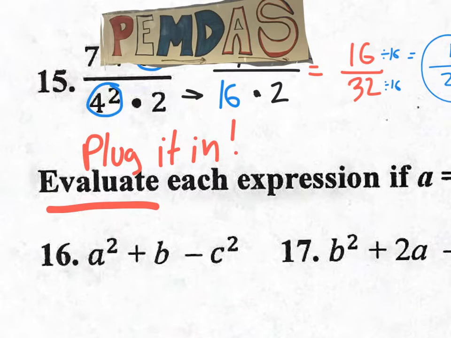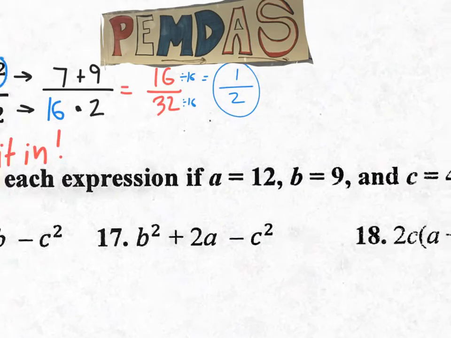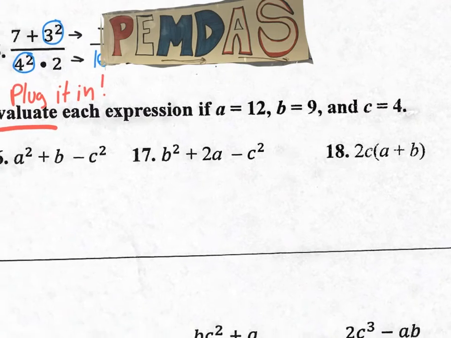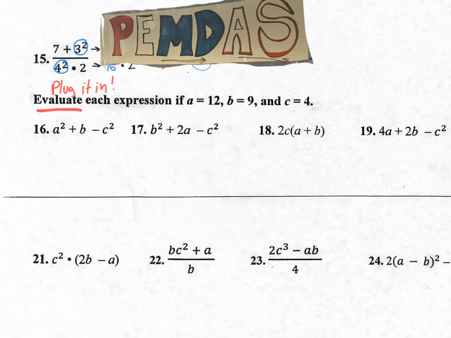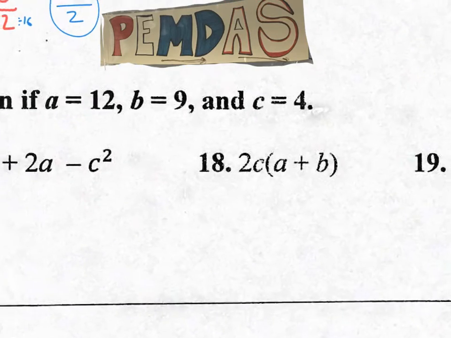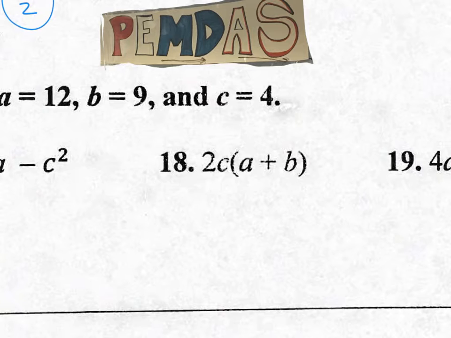So you're probably thinking, plug what in? Well, they give you values for A, B, and C. A is 12, B is 9, C is 4. Okay? So all you have to do is plug in your A value, your B value, your C value, and work out the math using the correct order of operations. Okay? So which one would you guys like to see? 18. Sure, why not? So notice, if I were to ask you what is happening between the 2 and the C, what would you tell me?